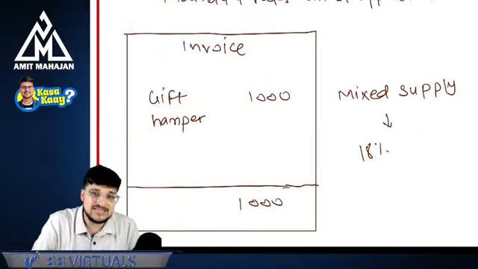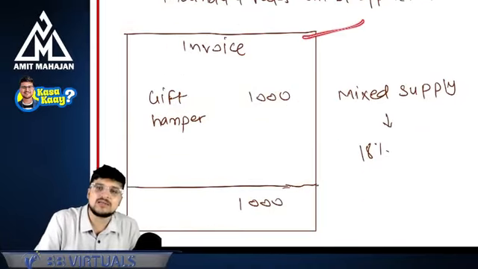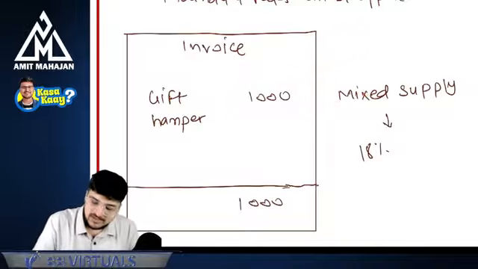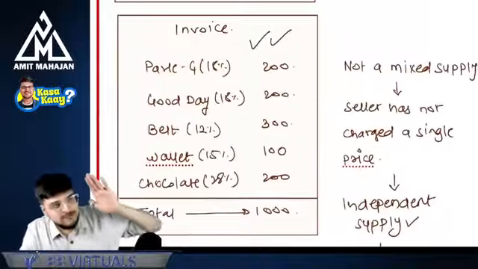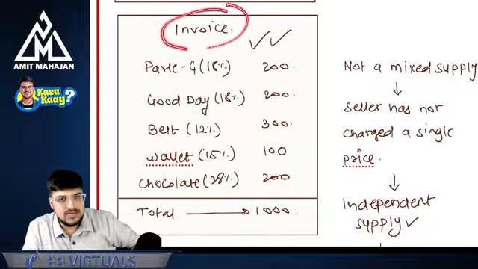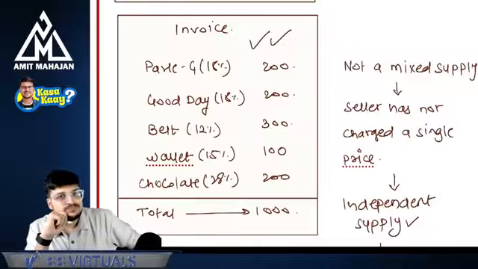But on the other hand, if I say a gift hamper is purchased and the invoice looks like this, can I say two or more supplies are made in conjunction with each other for a single price? It will be considered as mixed supply. Similar to that, if you go to a shopping mall and purchase, you will get this invoice from that particular mall. So you can see the total also.